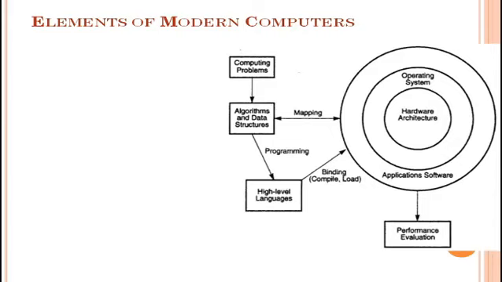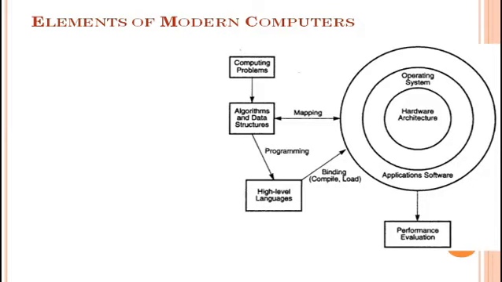Then after designing the algorithm and the data structures, we are going to write the programming using high level languages, binding with the hardware architectures, then using the system softwares like a compiler, loader, linker, then we are going to convert the high level languages into the object code. So the object code, which is machine understandable code, and finally the evaluation of the application software is done here.